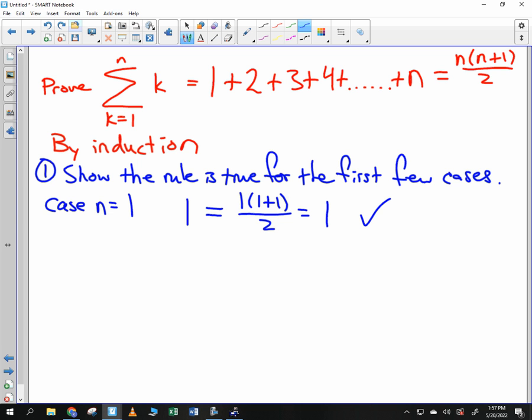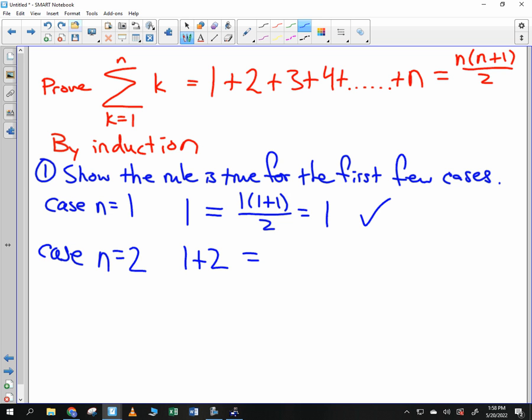Now, I'm not really convinced that it continues to work. I need to see another case. We're going to do case n is equal to 2. How many numbers do you add up now? We add up 2 numbers. What are the 2 numbers you add up? So I do 1 plus 2.